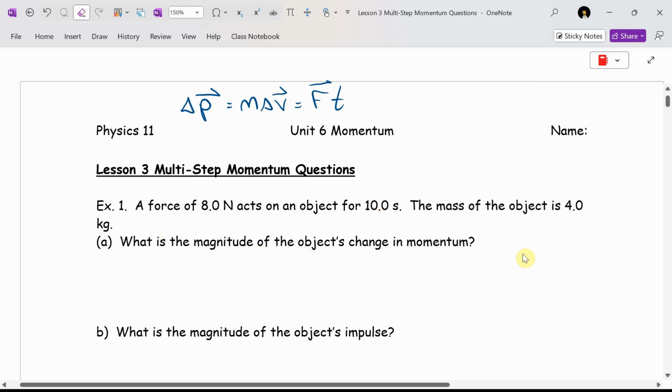Owen, what does A want me to find? Keep reading. Magnitude just means size. Don't ever tell me it wants me to find the magnitude. That's saying it wants me to find the answer. Keep reading. The magnitude of what? Change in momentum. I'm going to write this down.